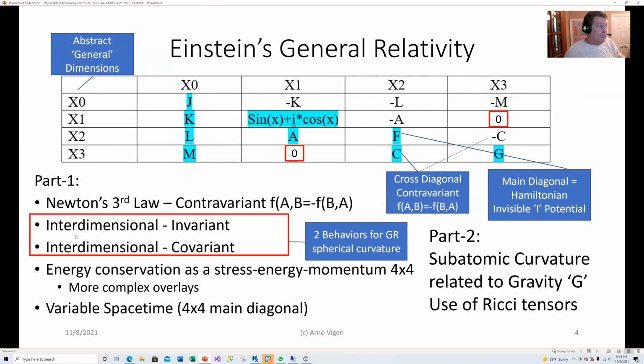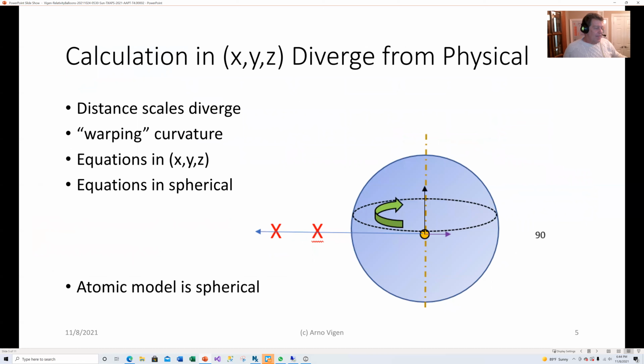Now, today I'm going to focus strictly on these two interdimensional relationships. Okay? Invariant, which means that if you move one, nothing happens to another dimension. That's your typical X, Y, Z. Or covariant, where if you move another. All right? That is just like, and I'm going to show you with a balloon. So let's see.